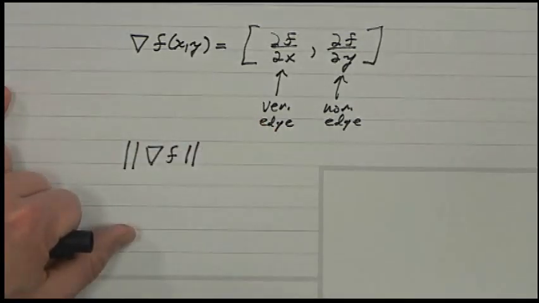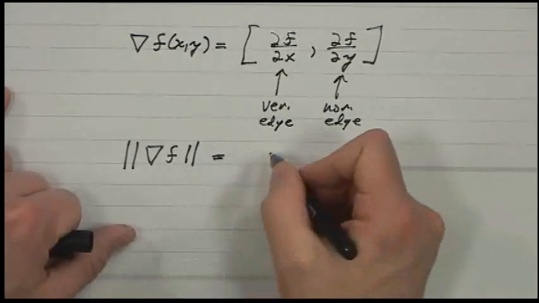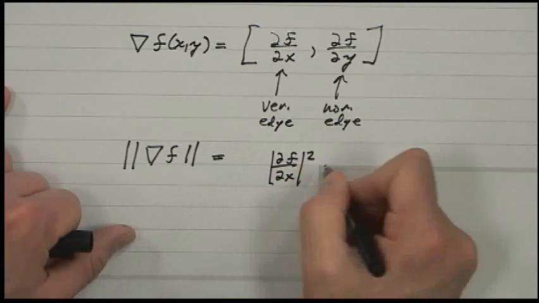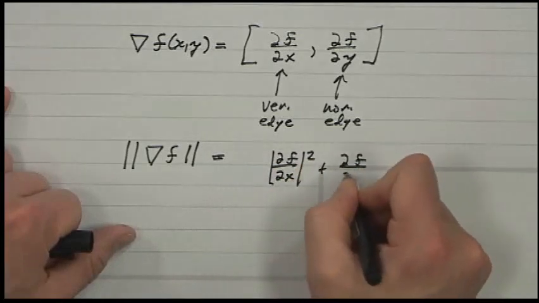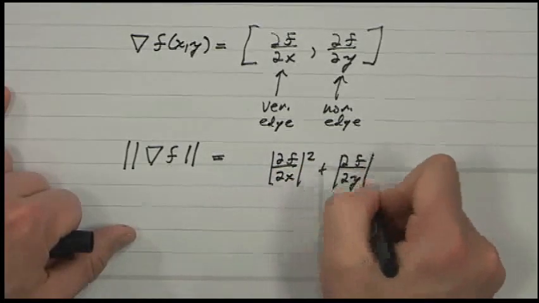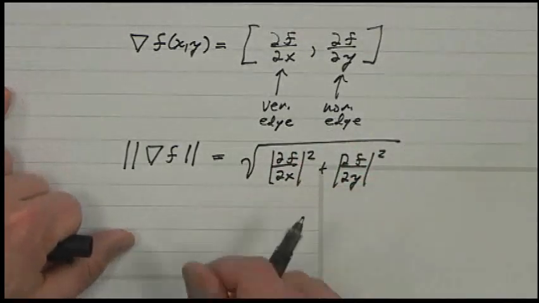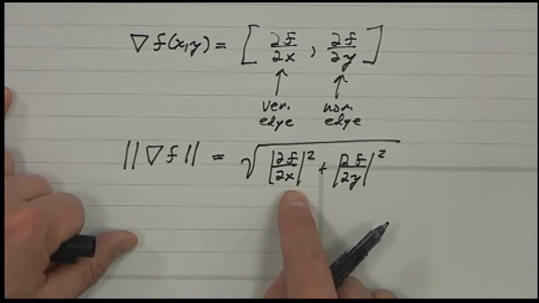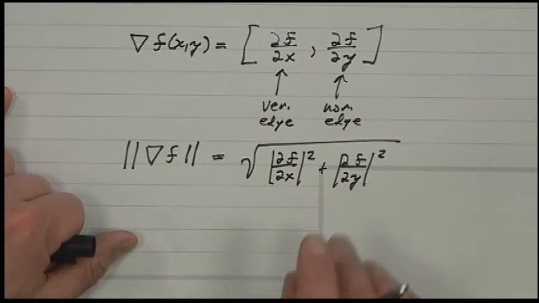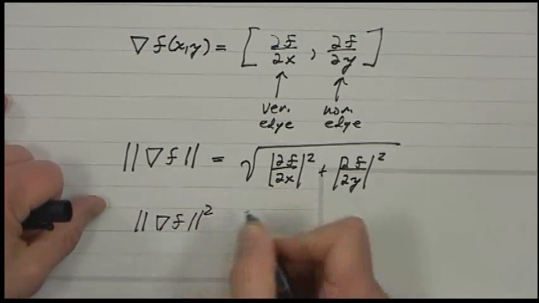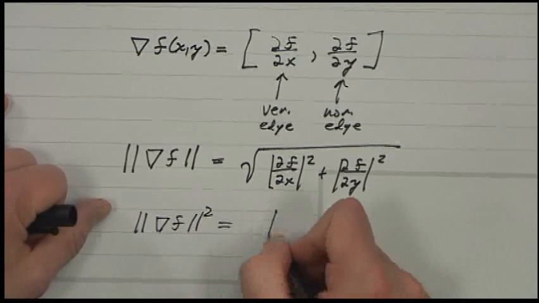And this will be the combined result, which will be the square root of df/dx squared plus df/dy squared. And that's actually a lot of computation because you have to square them. Squaring is pretty easy, but taking the square root is a fair amount of computation. Another possibility is you could just take the gradient norm squared, and that way you don't have to take the square root.